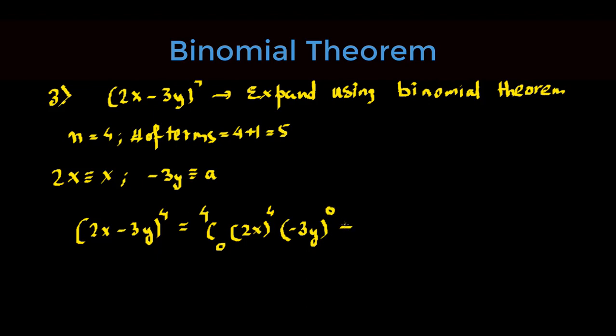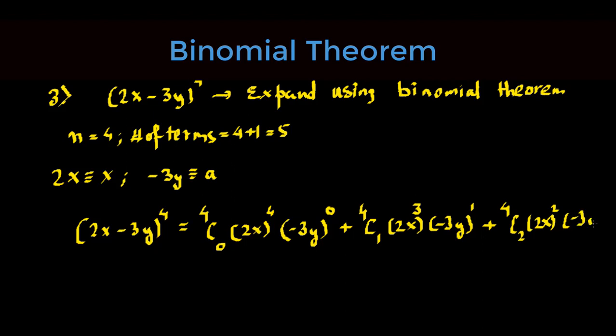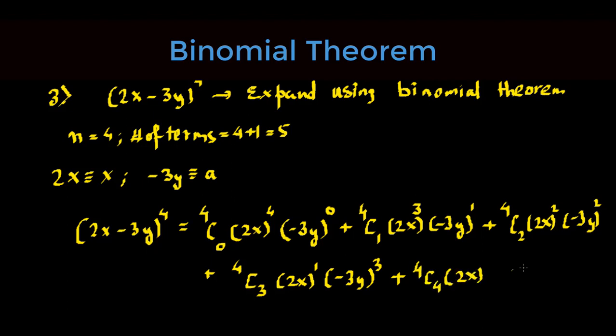power of 0, plus 4c1, twice x raised to the power 4 minus 1 is 3, and negative 3y raised to the power of 1, plus 4c2 twice x, 4 minus 2 is 2, so this is squared, and negative 3y squared, plus 4c3 twice x raised to the power of 4 minus 3 is 1, and negative 3y raised to the power of 3, plus 4c4 twice x raised to the power of 4 minus 4 is 0 times negative 3y raised to the power of 4.